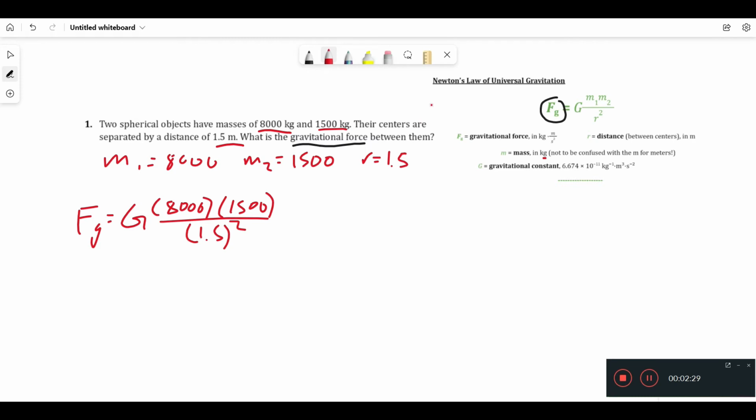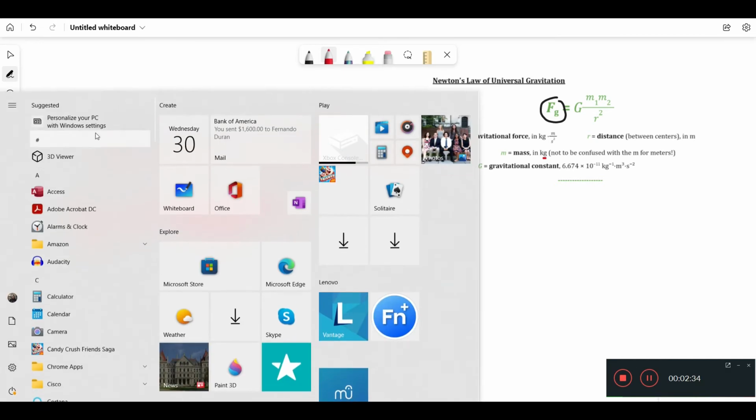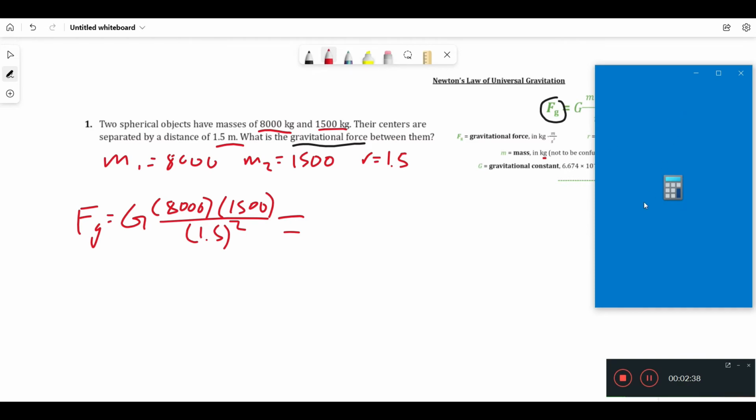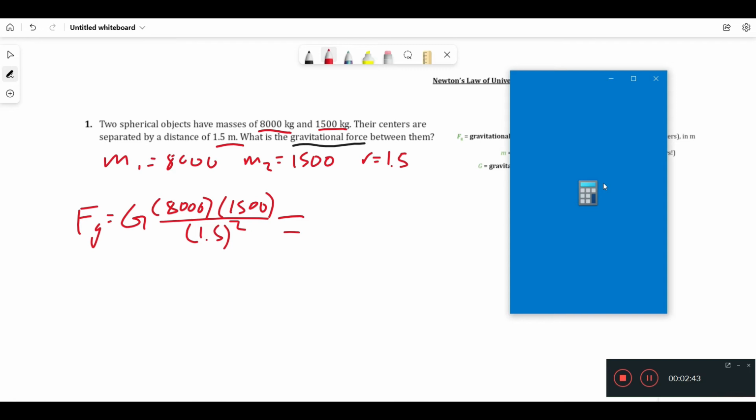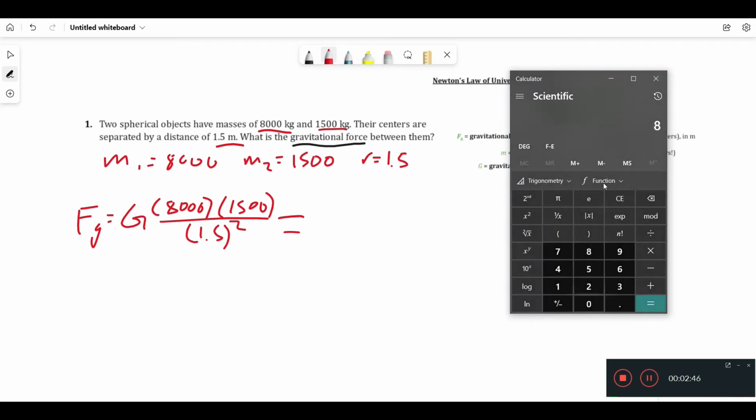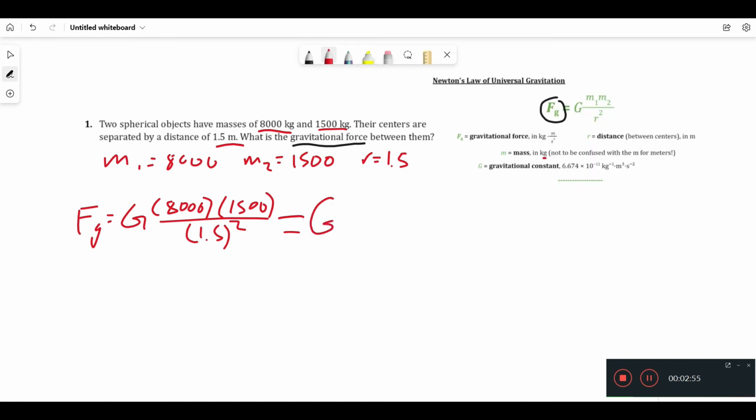Here comes the calculation part. I'm going to multiply the top numbers. Pulling out my handy dandy calculator, 8,000 multiplied by 1,500 is equal to 12 million. It's a big number. So I'm going to write again capital G, and we have 12,000,000 here. Again, my apologies.